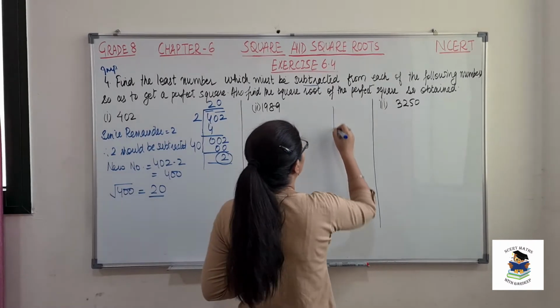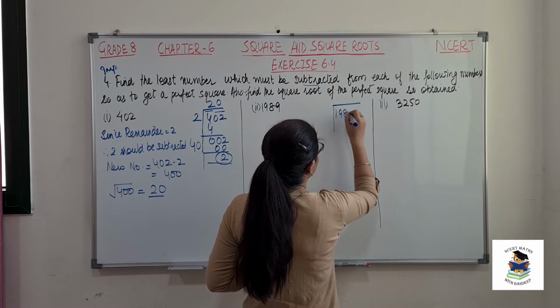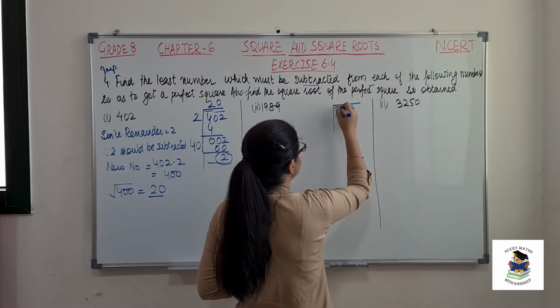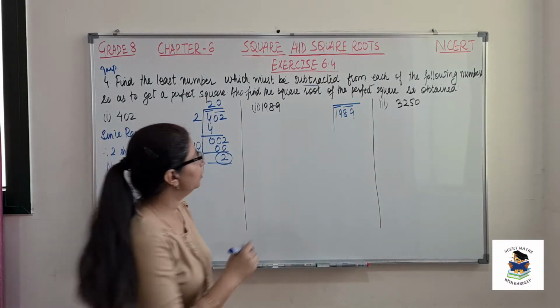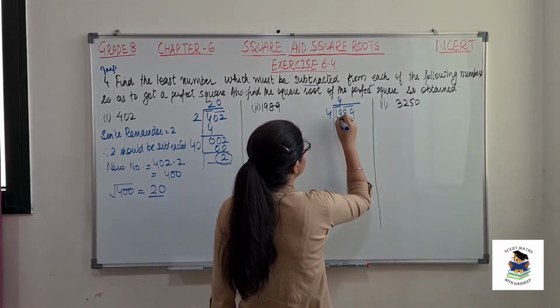Second is 1989. So first we will find the square root. So one pair is this, second is this. So now it will go in the table of 4. 4 4s are 16.